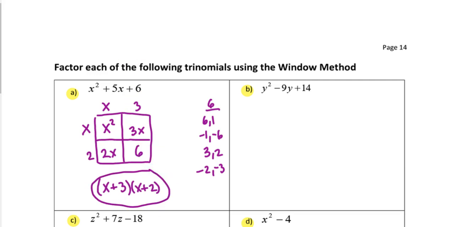All right, for part B, I'd like you to get as far as you can. Set up your window, put as much in there, list your factors out of 14, and try to find the factor pair of 14 that will work to make a -9y. Play the recording when you're ready.